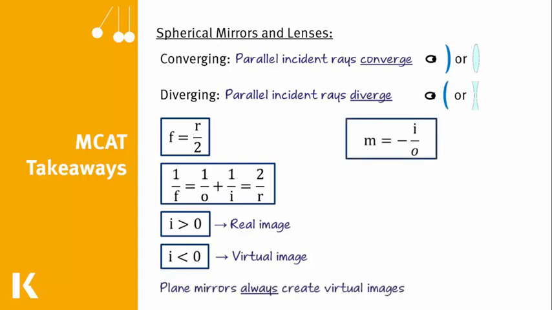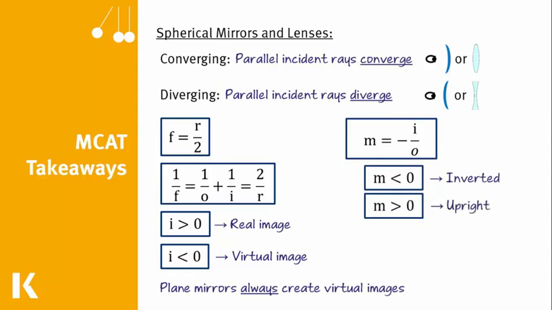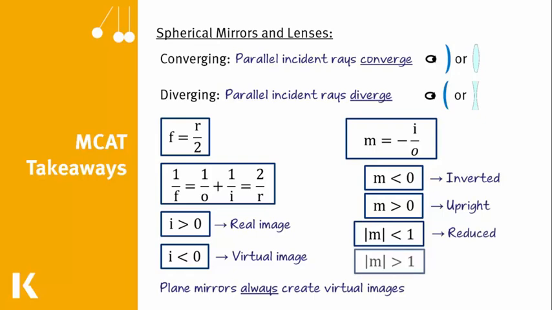We calculate magnification by taking the negative ratio of image distance to object distance, and if we have a negative magnification, our object is inverted. If the magnification is positive, our object is upright. If the absolute value of magnification was less than 1, the image is reduced, and if the absolute value of magnification was greater than 1, the image was magnified.